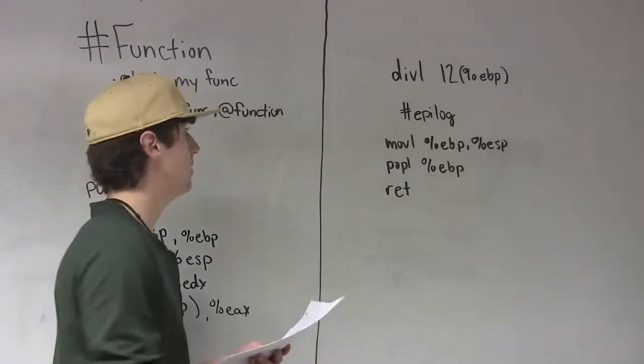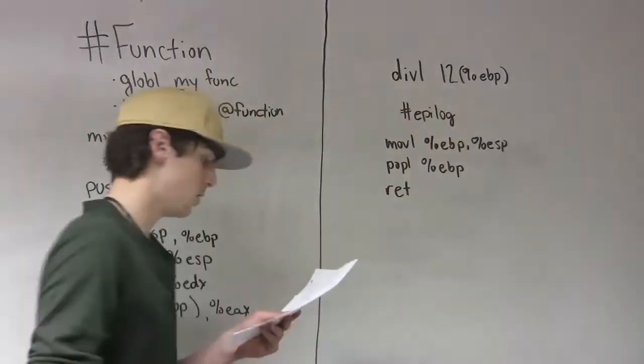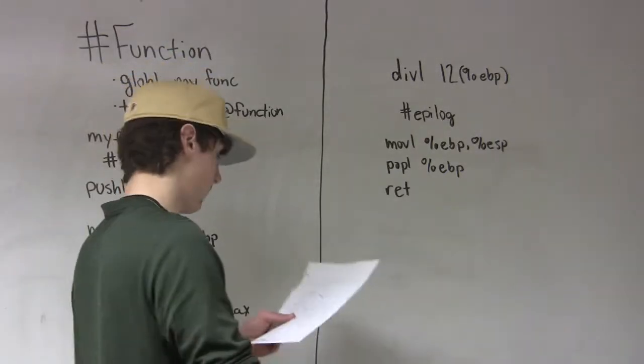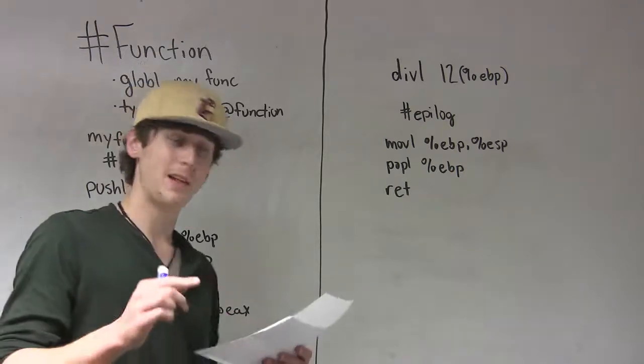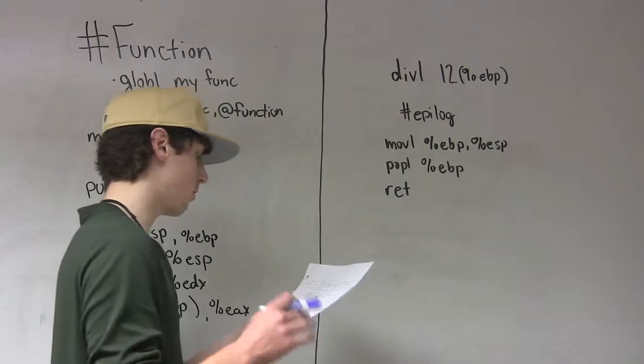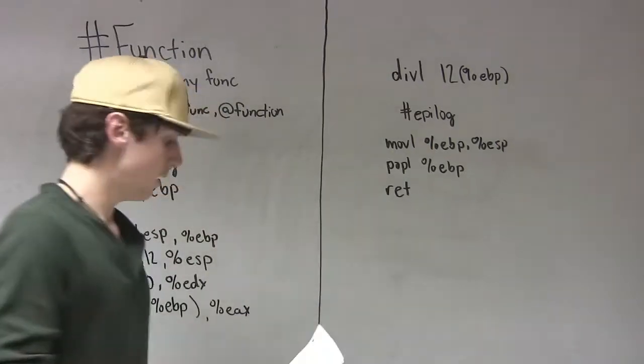By dividing by the divisor, right here, the quotient is saved into the A register, which is great because that happens to be what we return. Now for the epilogue, we restore the last space claimed on the stack by the prologue. We have 12 bytes for local variables, so we need to undo that.